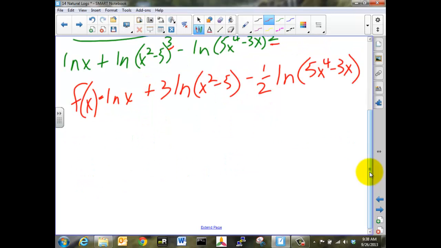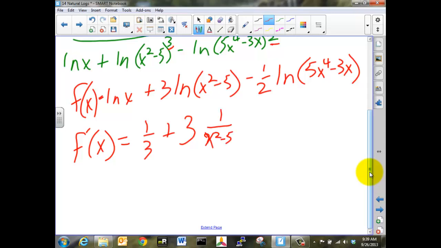To get f prime, what's the derivative of ln of x? 1 over x. Plus, we know that's going to have a 3 because it's 3 times that. The derivative of ln of x squared minus 5 is 1 over x squared minus 5, 1 over the argument, times, not 3, not 2, 2x. Because the derivative of x squared is 2x.